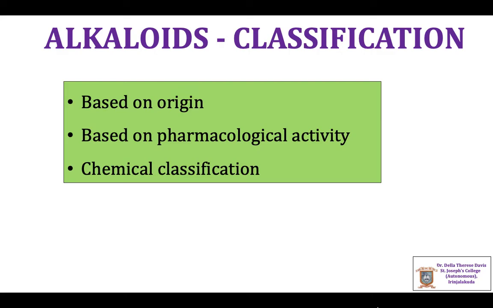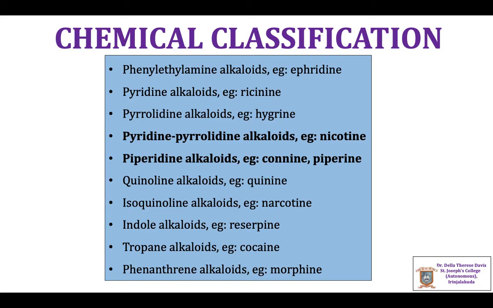Alkaloids are classified into different types. The classification can be based on origin, based on the pharmacological activity, and chemical classification. The chemical classification of alkaloids is based on the prominent heterocyclic ring system present in the molecule.